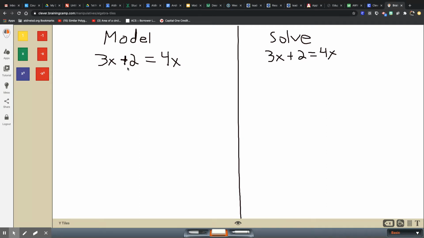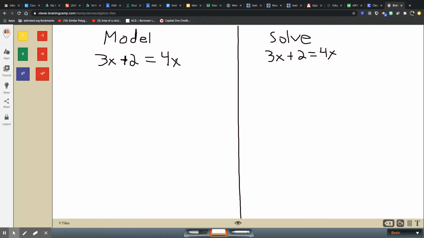If I look here, I've got the equation 3x plus 2 equals 4x. And I've got the same thing over here, 3x plus 2 equals 4x. On the left side, we're going to model it with our algebra tiles. And then on the right side, we're going to write out how we're solving it or show you what we're doing with these tiles.